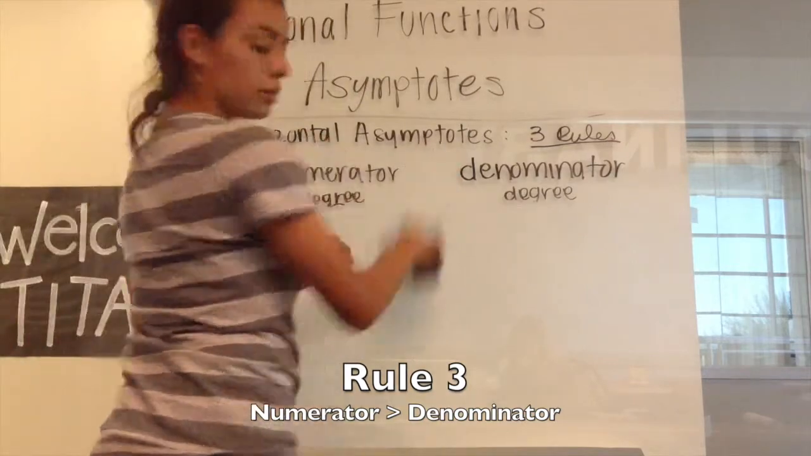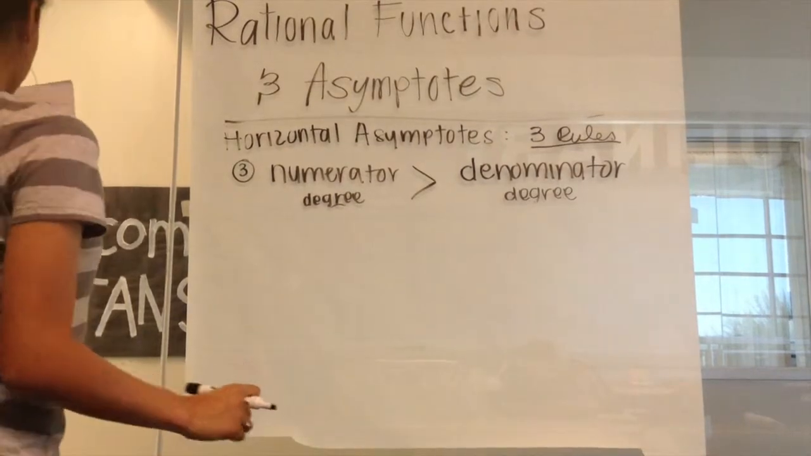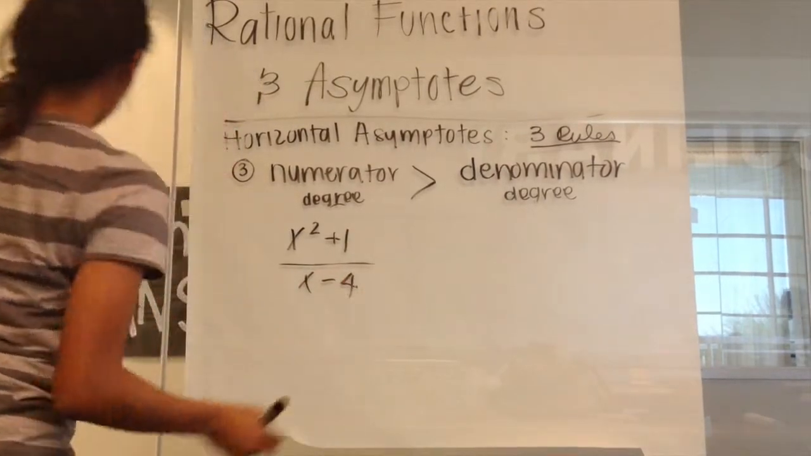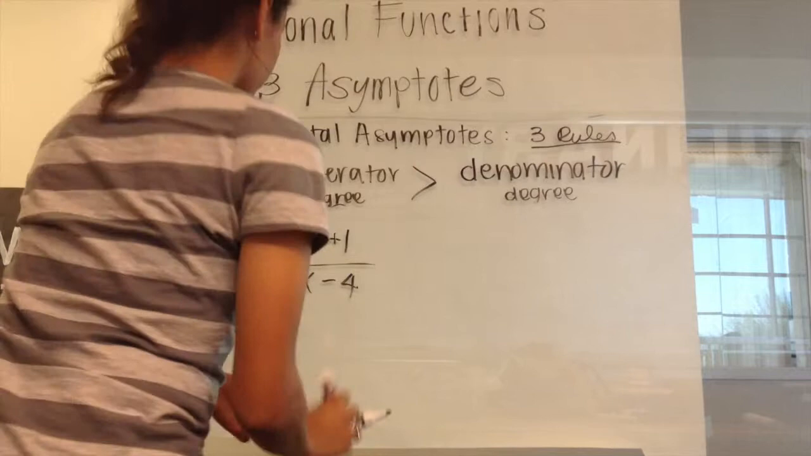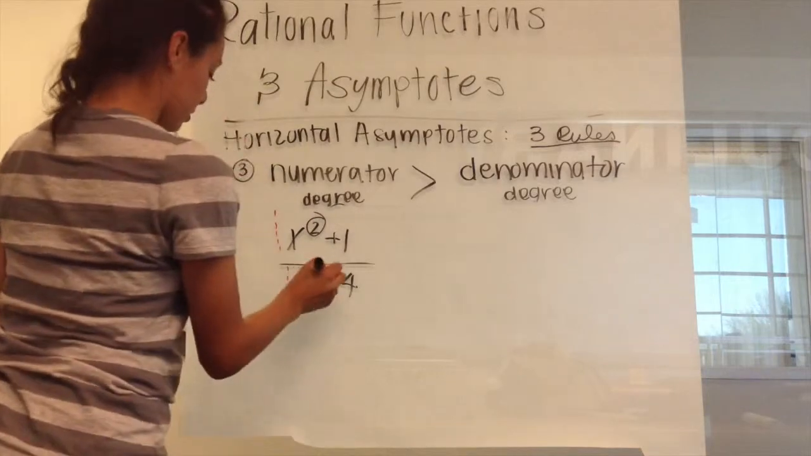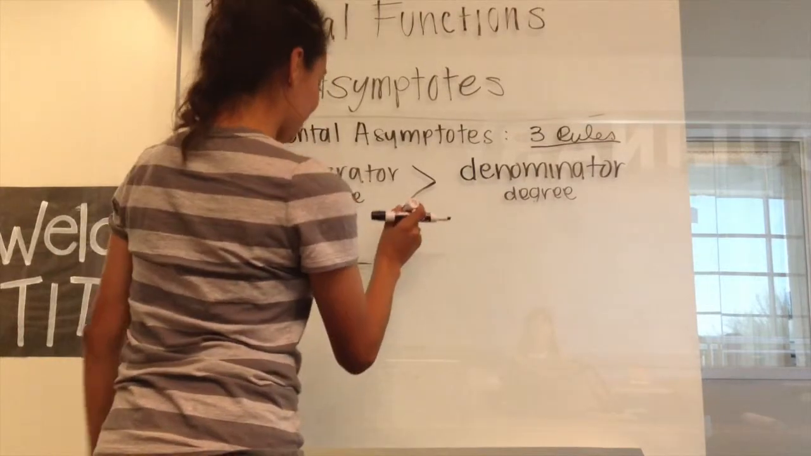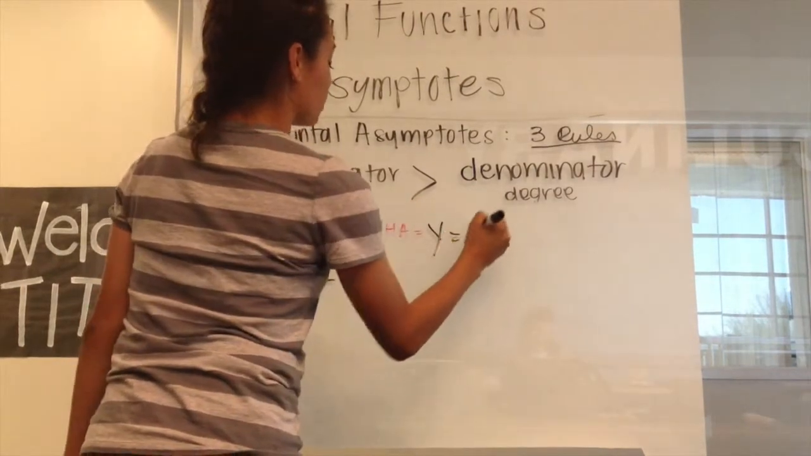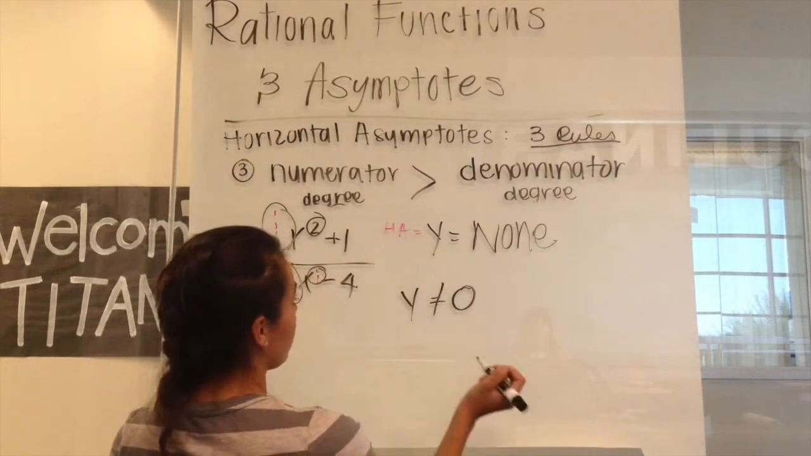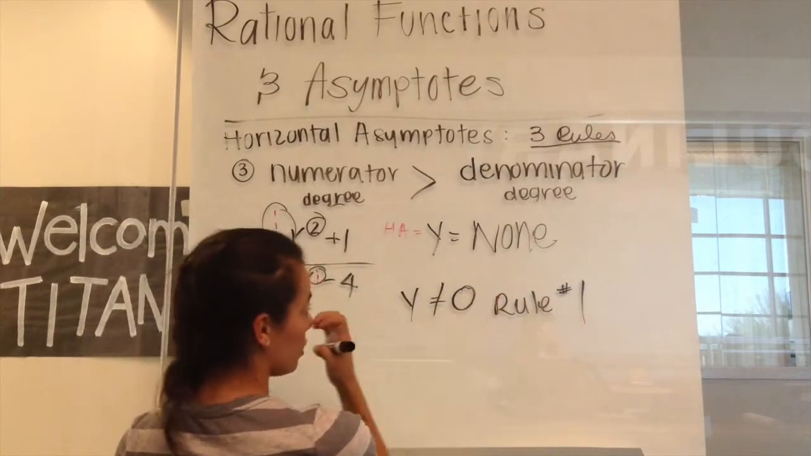Okay guys, for rule number 3, it's if the numerator degree is greater than the denominator degree. So this would be kind of like x squared plus 1 over x minus 4. What we pay attention to is the degree, so we're going to pretend that there's an invisible 1 on the bottom degree. So our horizontal asymptote is going to be y equals none. This is because there is no horizontal asymptote, but you cannot put y equals 0. If you put y equals 0, it's wrong because remember that's for rule number 1. And 0 has a value, and in this case we don't have a value.